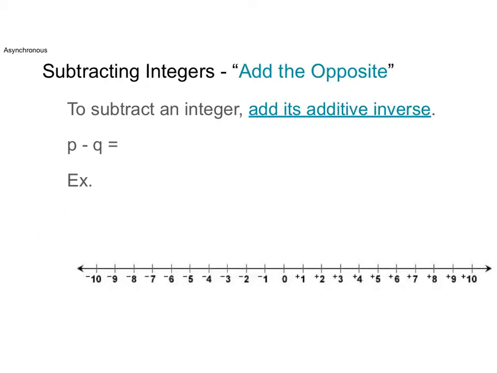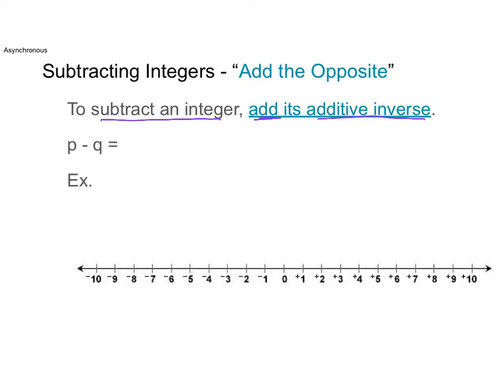Okay, so now we're going to be subtracting integers, and we're going to be focusing on add the opposite. So what you're going to do is you're going to see a subtraction sign, but we're going to change it into an addition sign, okay? And how you change it is, when you subtract an integer, you're going to change it to add its additive inverse. Now, you're not changing the problem, you're just changing the way it looks, okay? So let's go ahead and look at this.